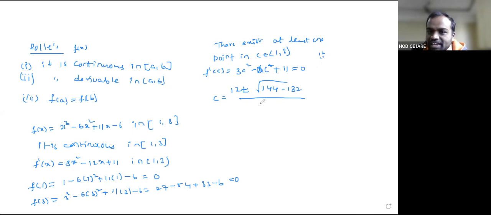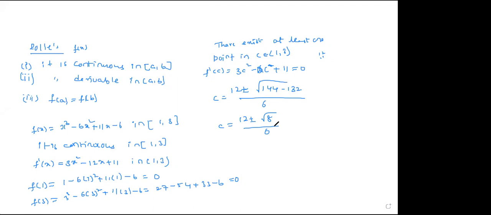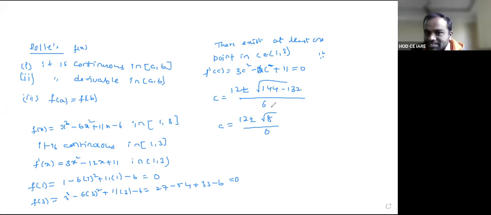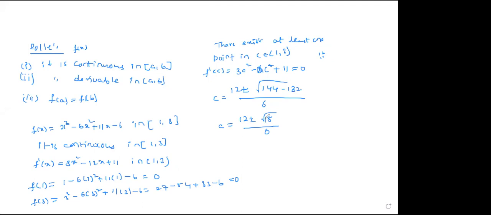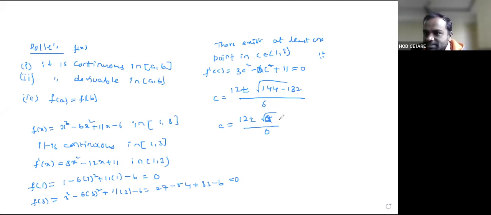Over 2a, that is 2 into 3, 6. So c is equal to 12 plus or minus square root of 144 minus 132, which is 12, by 6. So the c value, we get plus or minus values between 1 and 3. Okay, some value we get, and we can write it.